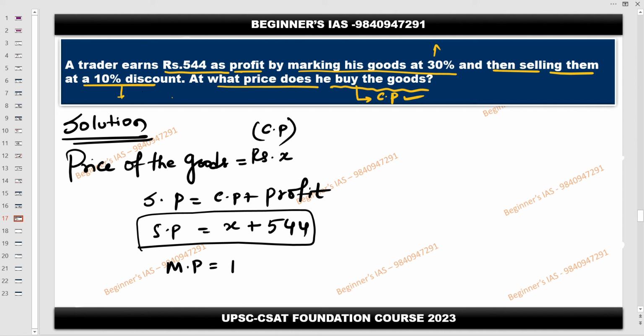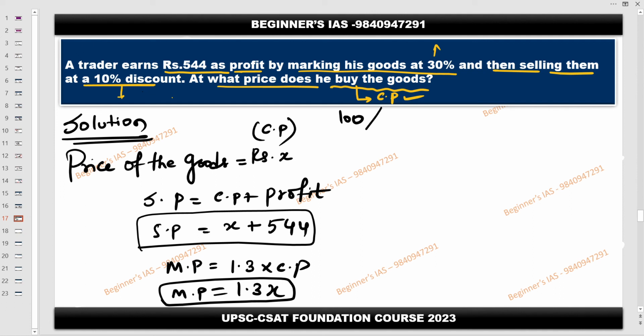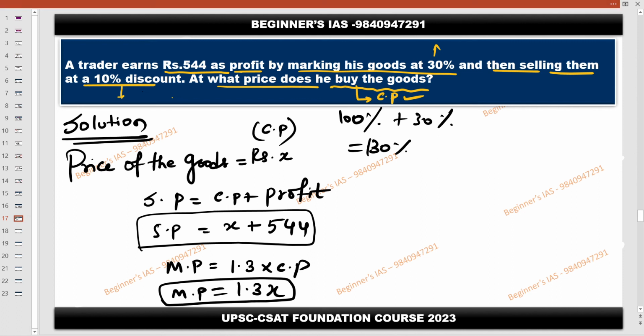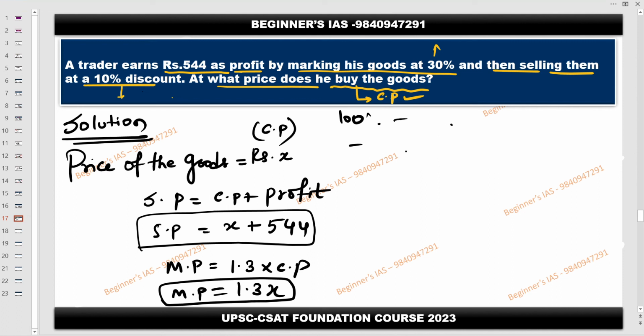So if the 30% is an increase, then it is 1.3 into CP. Am I right? Clear. So this is nothing but 1.3x. Everyone, how could you calculate the MP? I don't know the MP. If you don't know MP, then consider that MP as 100%. If the 30% is an increase, the MP will become 130%. The 130 is nothing but 1.3. Clear, everyone?